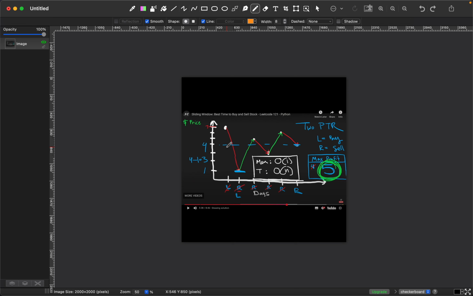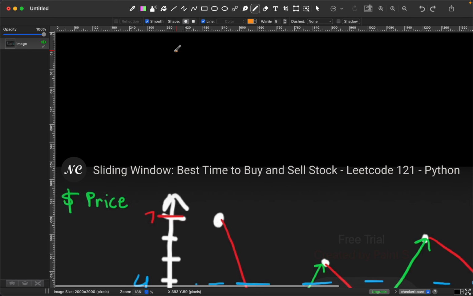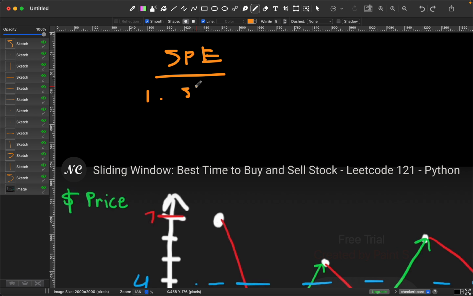So this time round we talk about the sliding window. And before anything else, I think we just prep the log. So, sliding window.